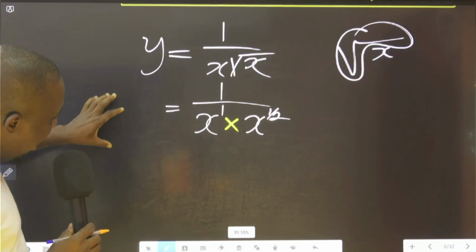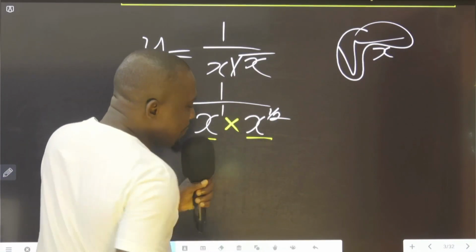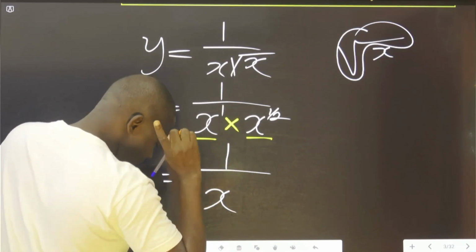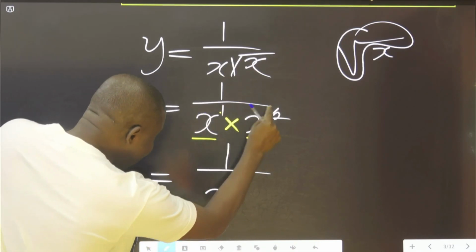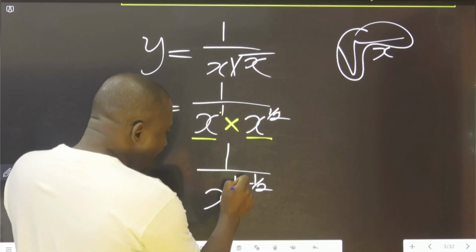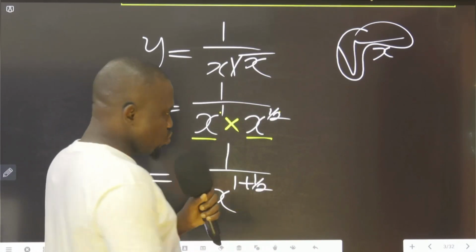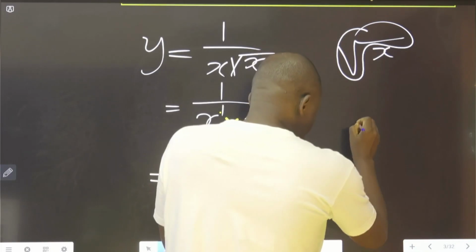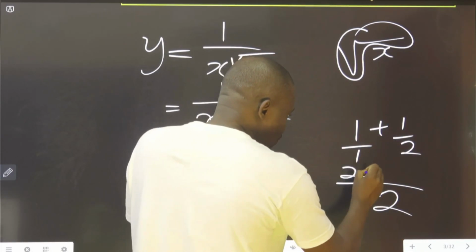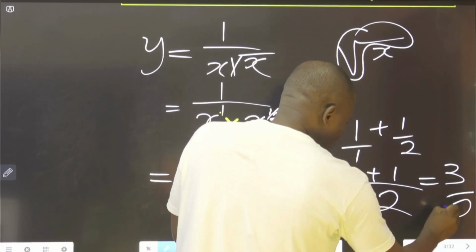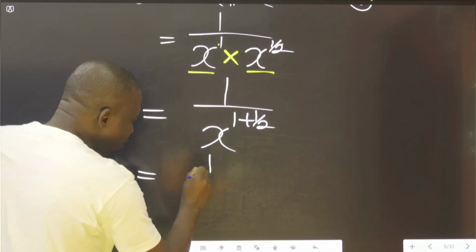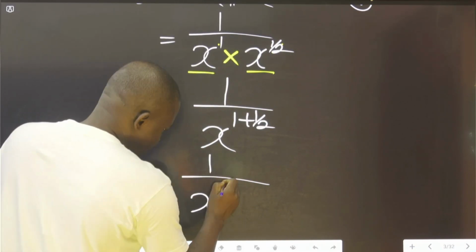After you have done this, this and this have the same base. Because they have the same base, s, we take one of them, then we add the indices. That is to say 1 plus 1 over 2. That is 3 over 2, which you can write as over 1, LCM is 2, plus 1 equals 3 over 2. Okay? So this is done. We have to rewrite this now as 1 over s raised to power 3 over 2.